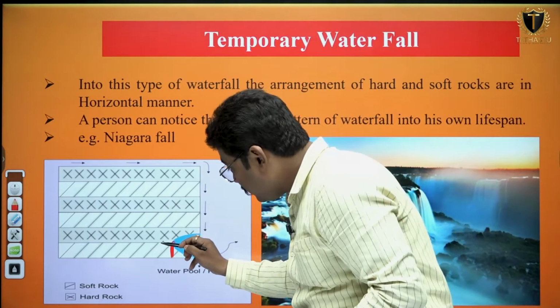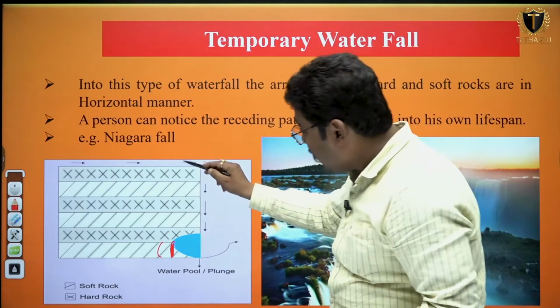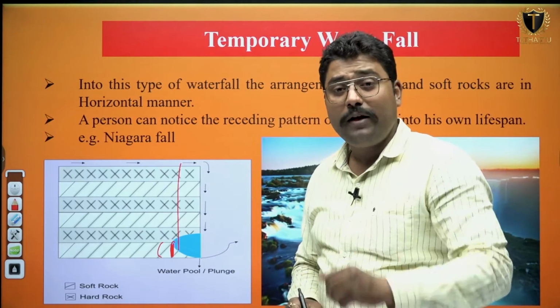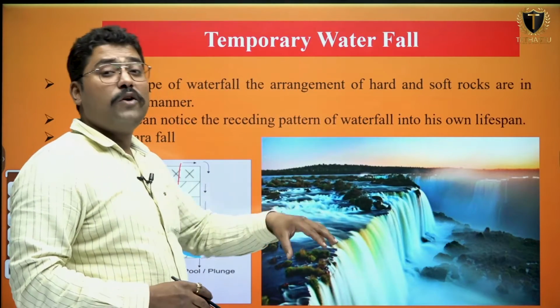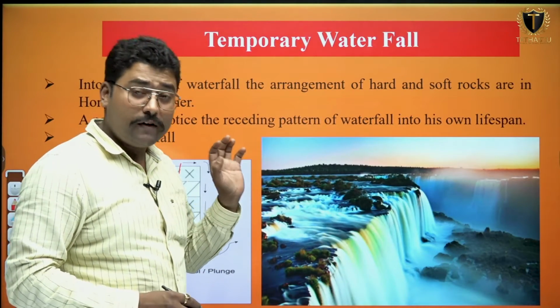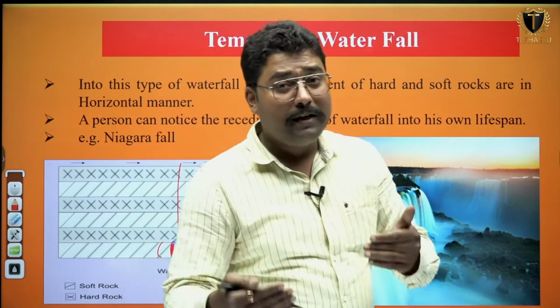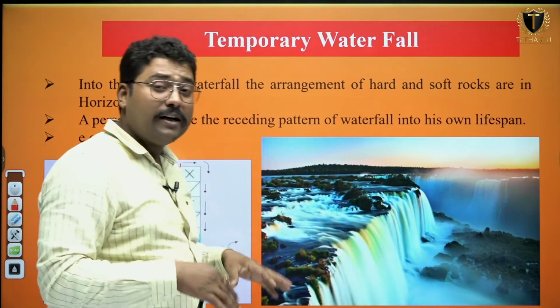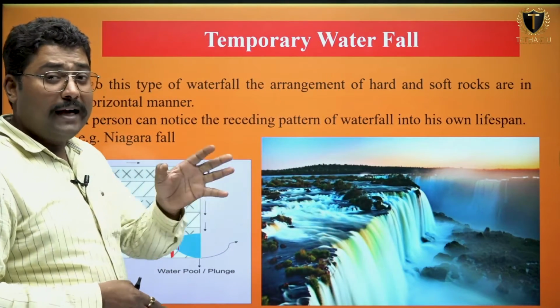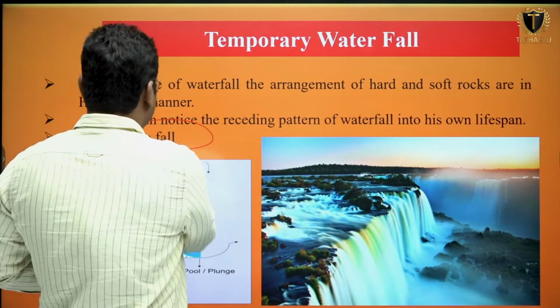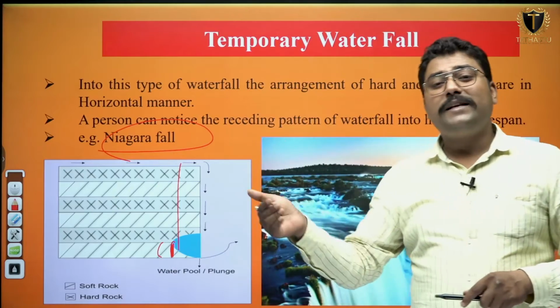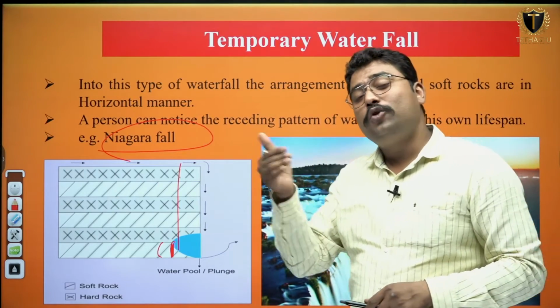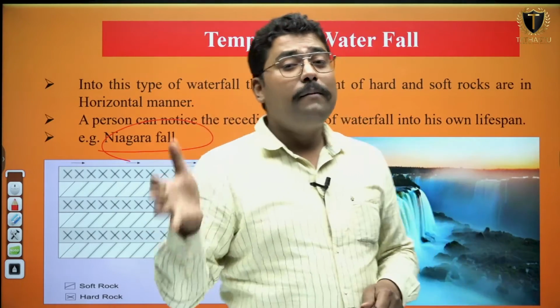Then again it will erode till here. Again the overlying strata is going to fall down. This means you are noticing it with the years: a few years back when you went to the waterfall, it was 100 meters, and this year it was 95 meters. An example is the Niagara Falls, which is receding at an average distance of 10 to 12 kilometers per year backward.